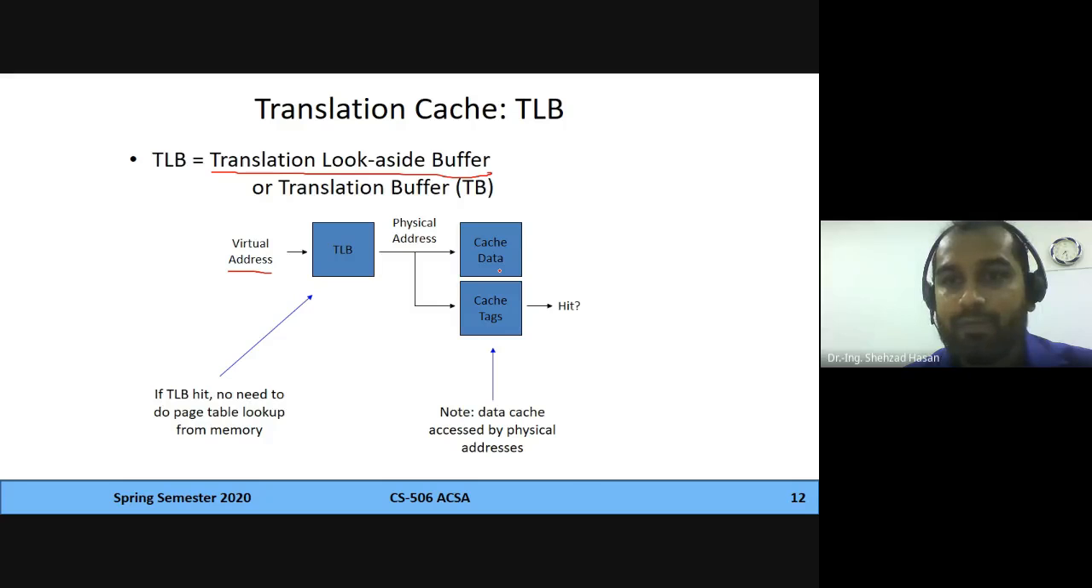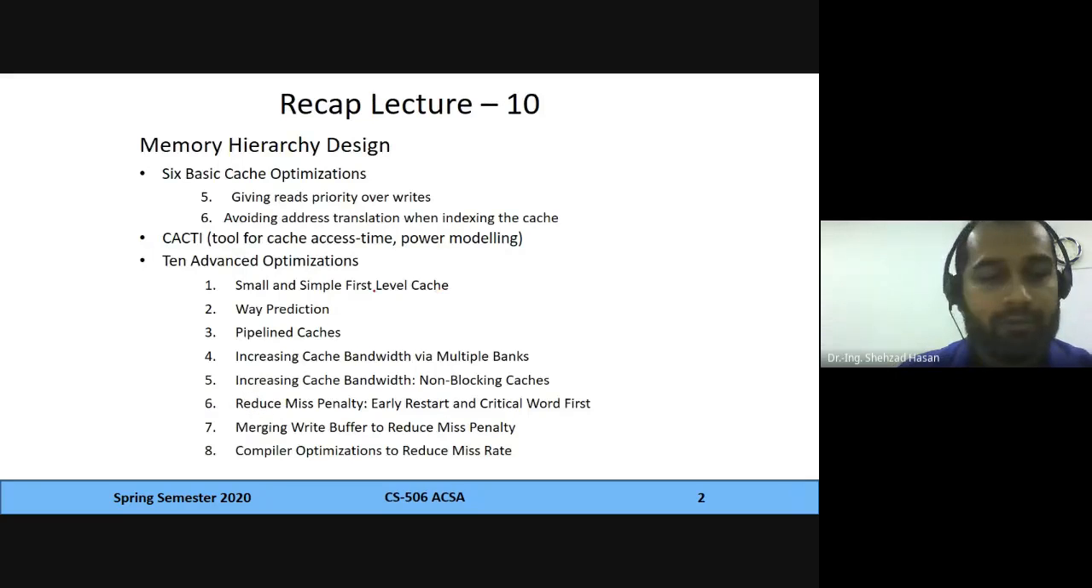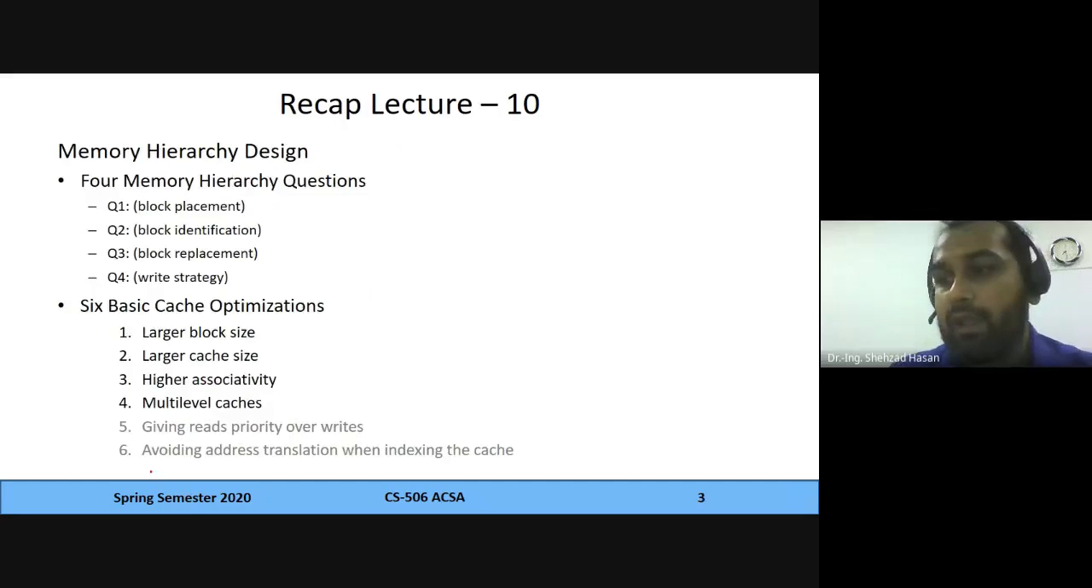Now let's come to our main optimization. So if you remember, our 6th optimization was to, what was that optimization? I'm just going to go to that slide, the exact words that we had for that optimization. Avoiding address translation when indexing the cache. So we are talking about avoiding the address translation when we are going to index the cache.